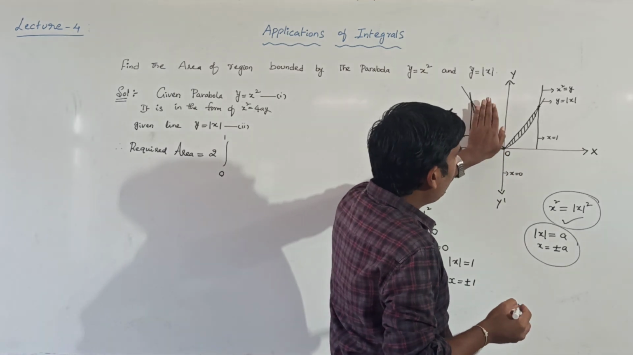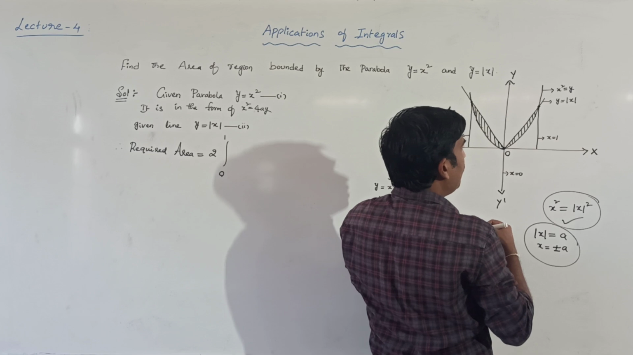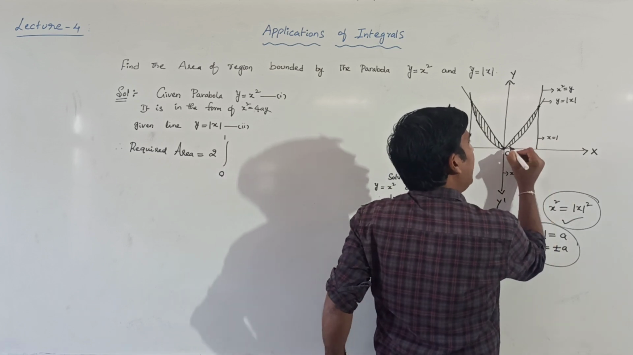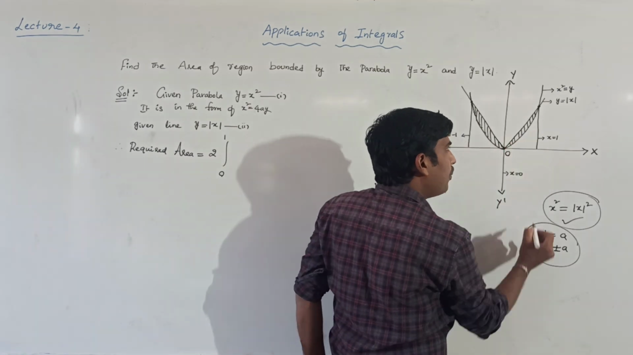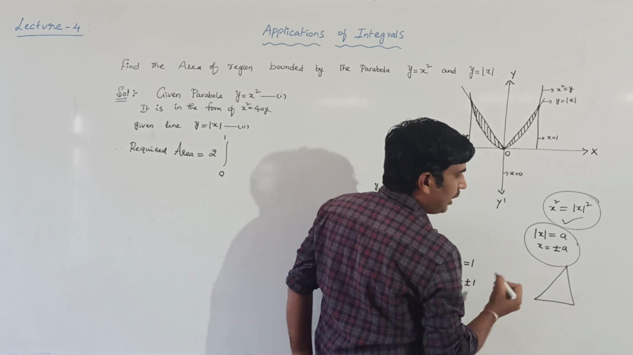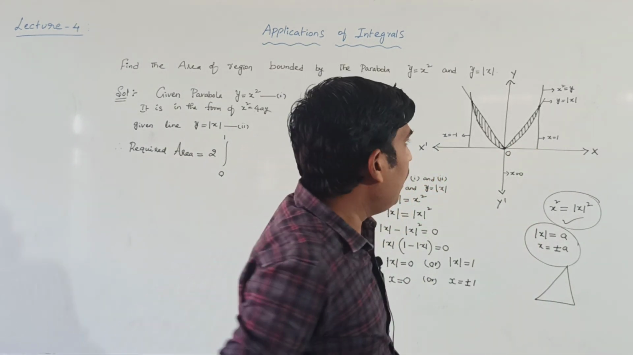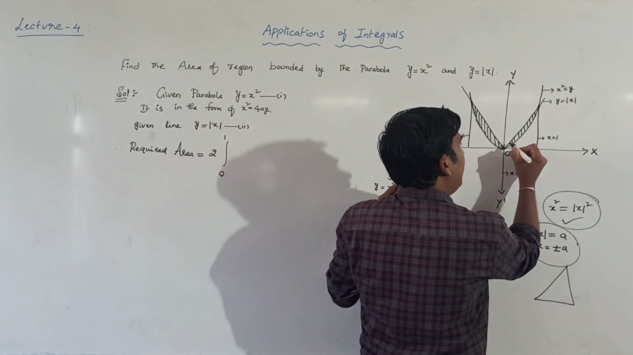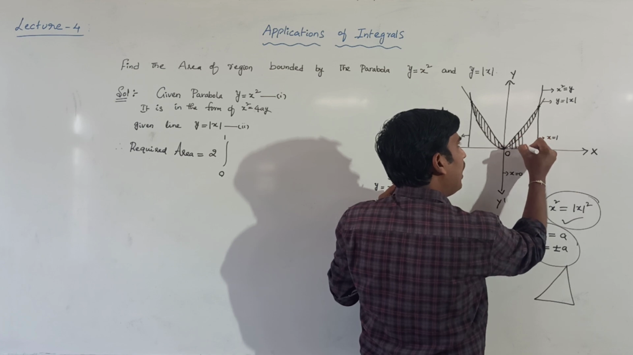See here, how to find this area? What is the area bounded by the line? It is nothing but this total triangle. So what is the area bounded by the line means this one will come.